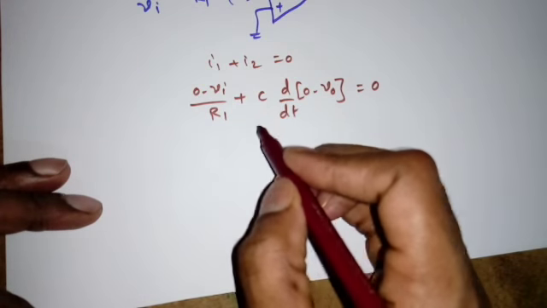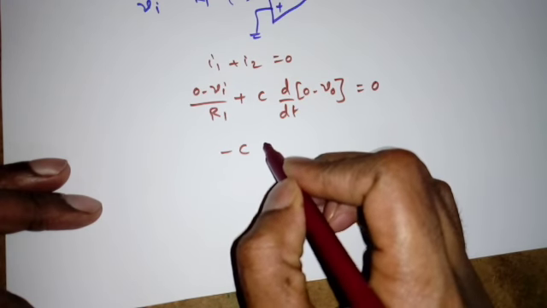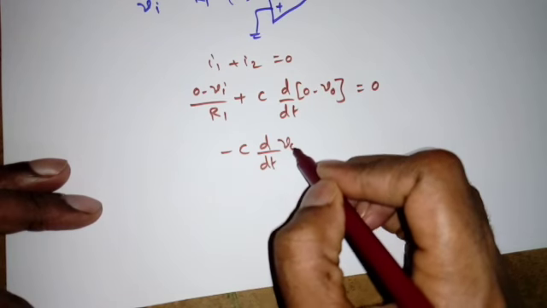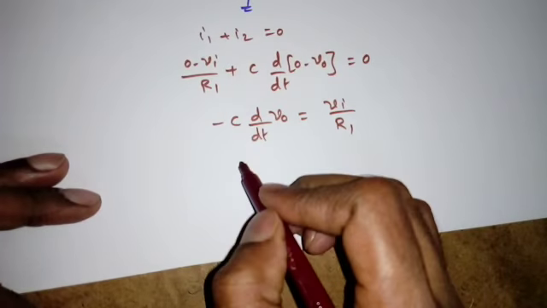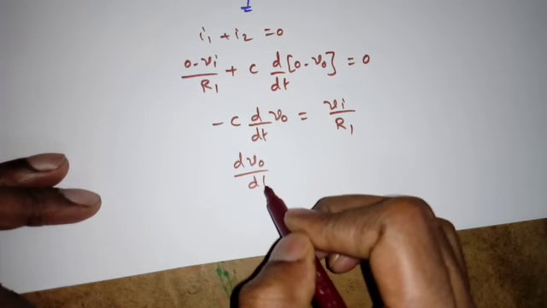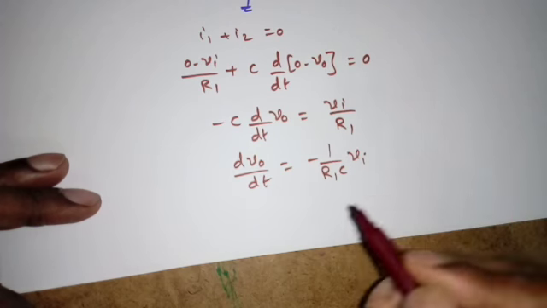What I need is V0. So minus C d by dt of V0 is equal to Vi by R1. So it is dV0 by dt is equal to minus 1 by R1 into C into Vi.